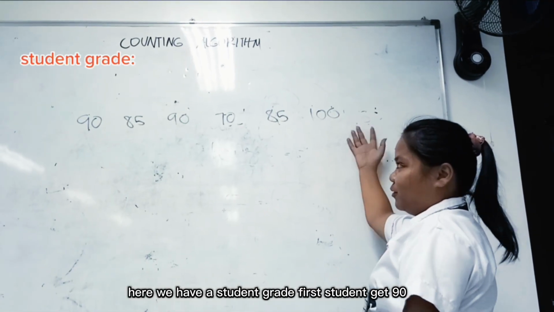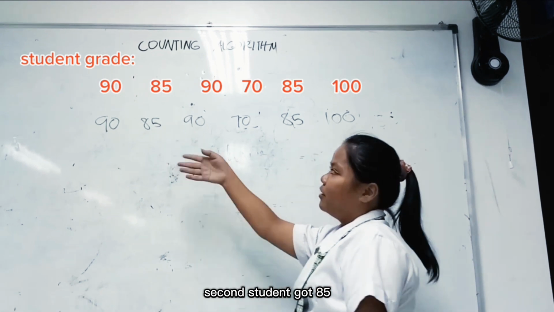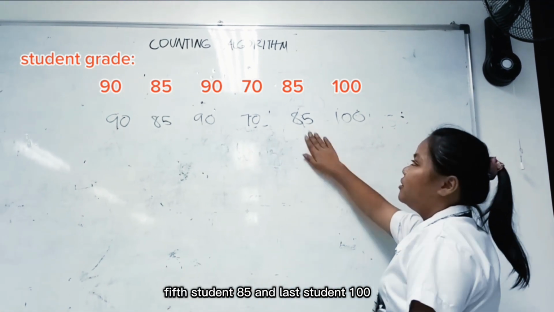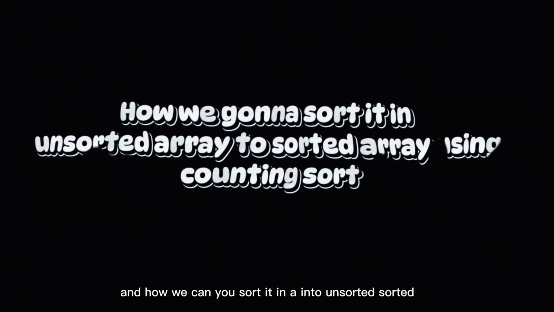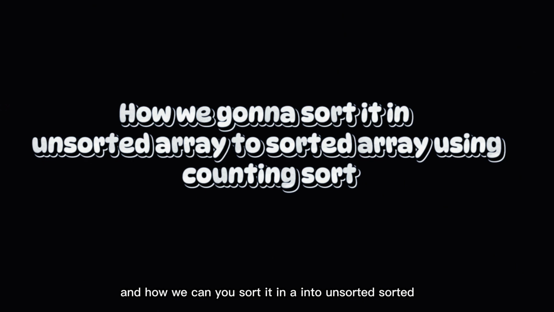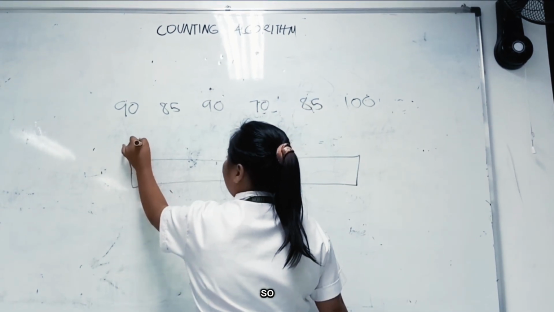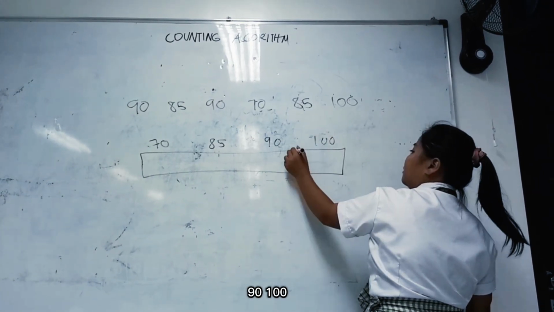Here we have student grades. The first student got 90, the second student got 85, the third student 90, the fourth student 70, the fifth student 85, and the last student 100. How can we sort it from unsorted to sorted using the counting algorithm? First, get the lowest to highest element. So 70, 85, 90, 100.